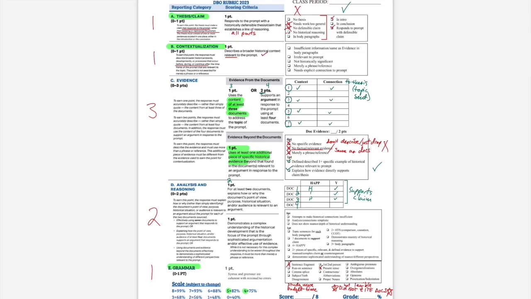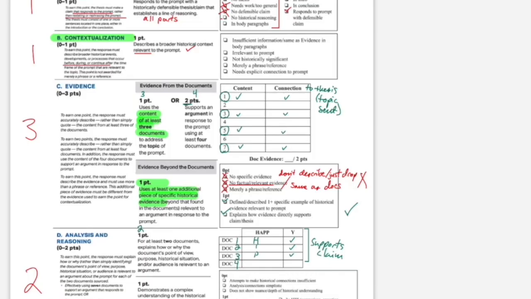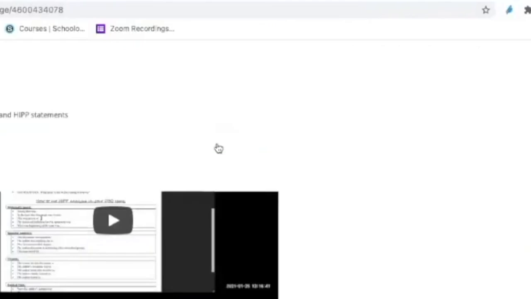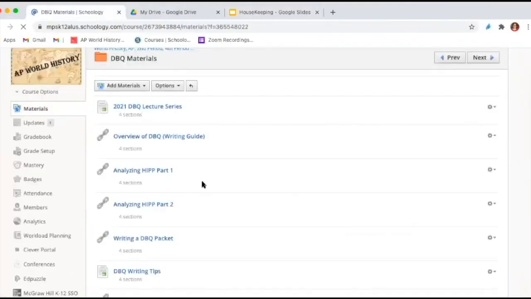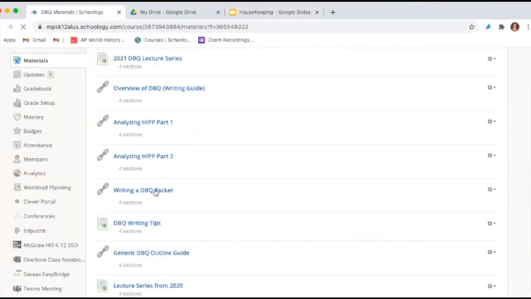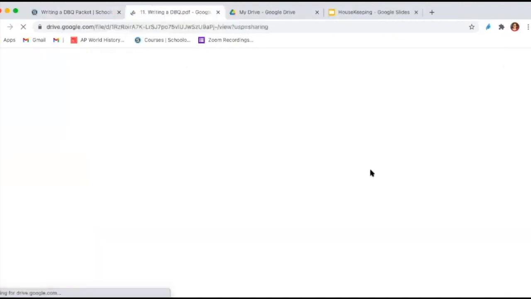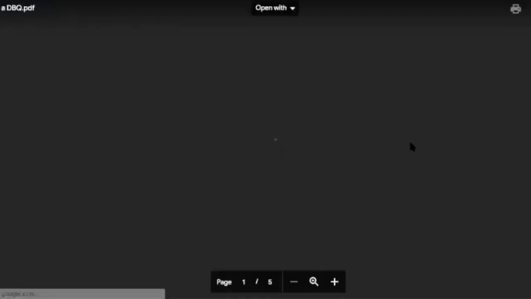All right, then unless y'all have any other questions, we are done with our lecture on DBQs. So what I want y'all to do next is go into the DBQ materials and go to the Writing a DBQ packet. This is a PDF document that contains an example DBQ on the Columbian Exchange. It gives you context information about the Columbian Exchange, it gives you a prompt, and then it gives you 9 documents. Now, on a regular DBQ, you're only going to get 7 documents, but this is for practice.